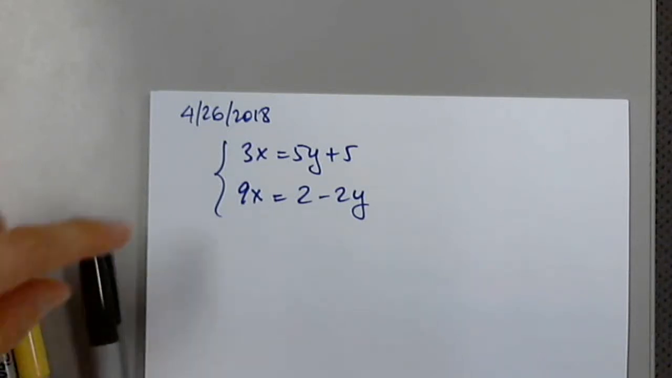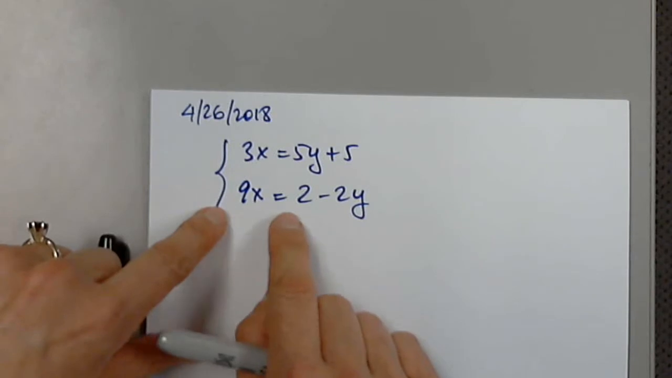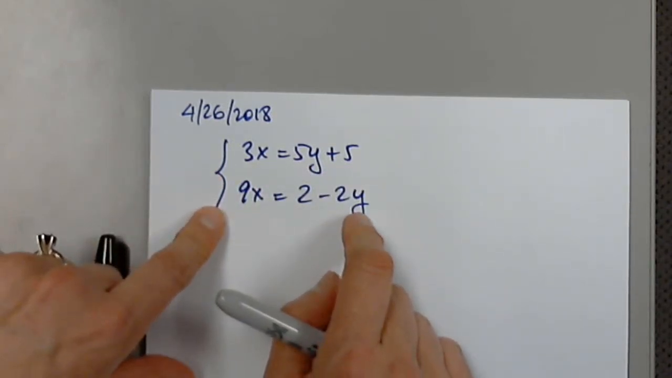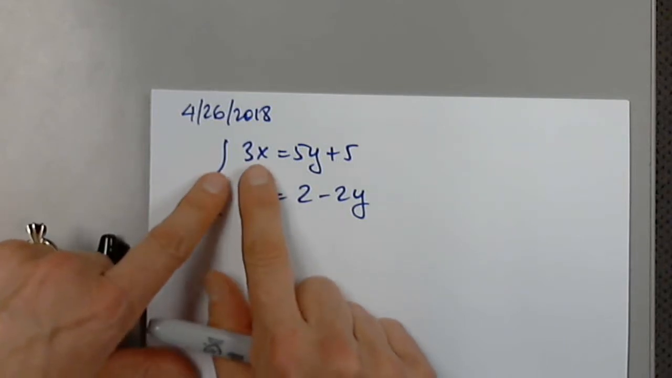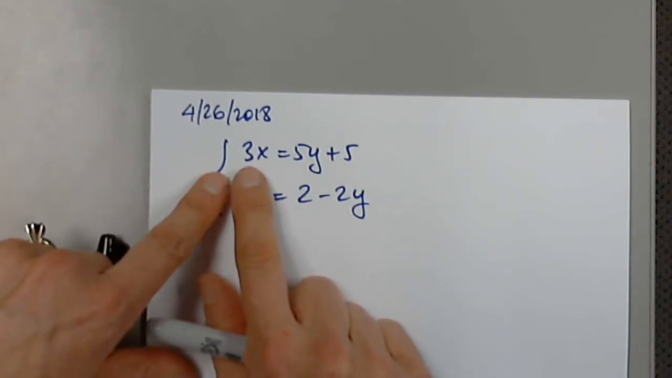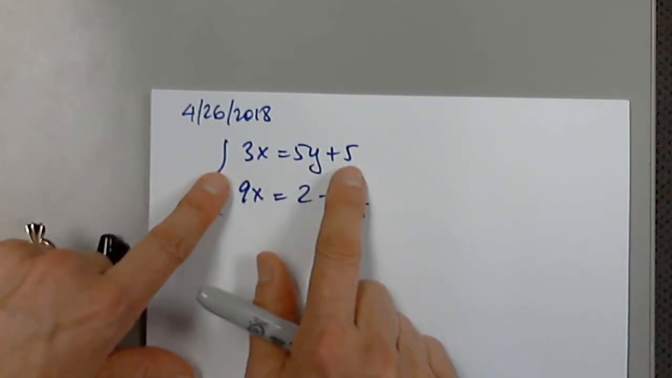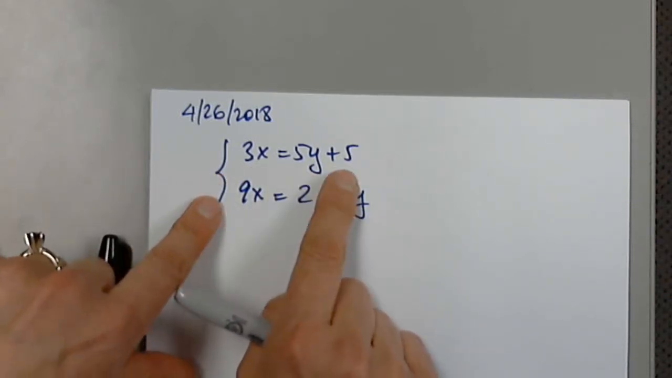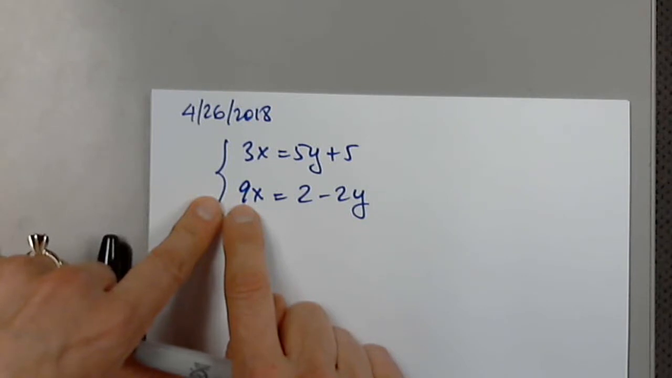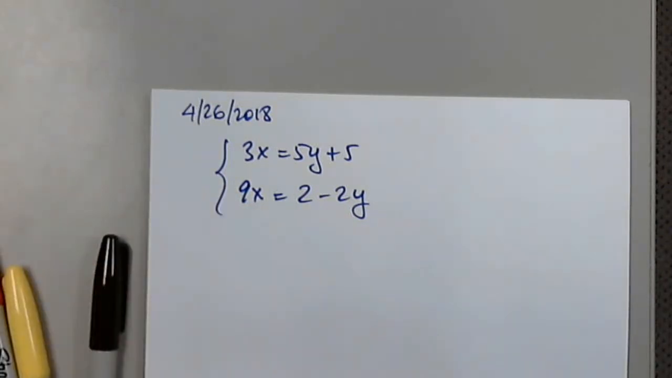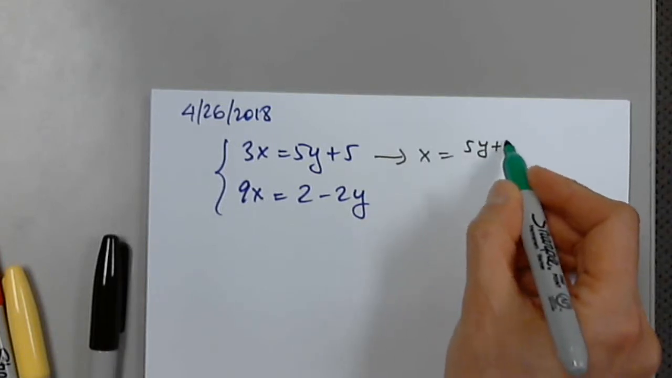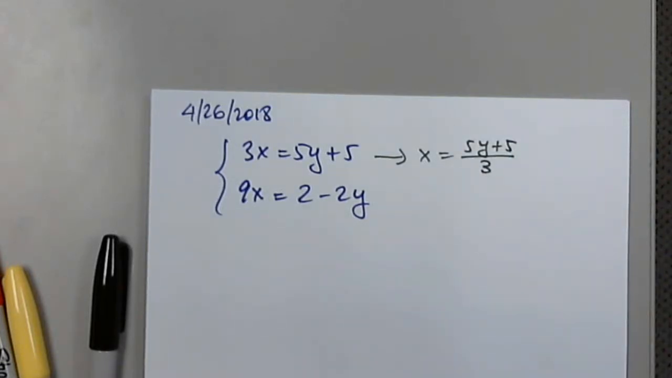Okay, so I'm looking first at both equations, and I realize that they cannot be simplified in any way, shape, or form. I will decide to solve the first equation for x, because it will have 3 in the denominator, and the 9 in front will eliminate that. So from here, I will say x equals 5y plus 5 divided by 3. Is that okay so far?